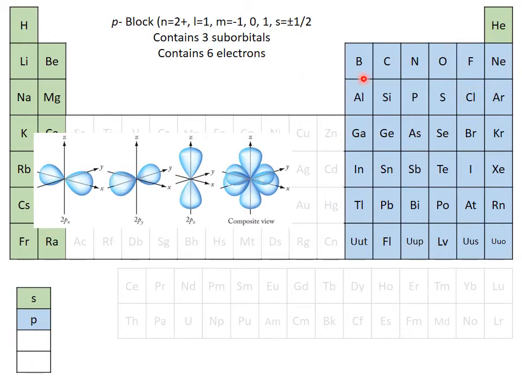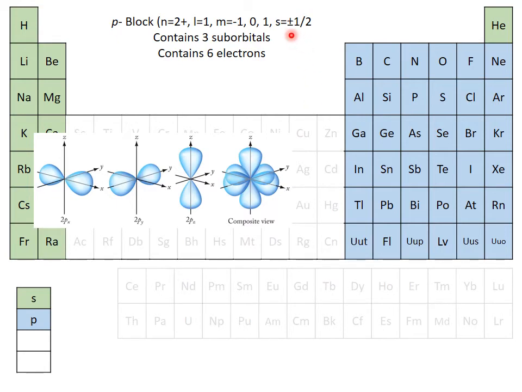Next, we look at the p block. The p block is named for the p orbital. Those can appear if n is 2 or greater, because L has to equal 1 for a p orbital. If L equals 1, m can be -1, 0, or +1. 3 possible values means that there are 3 suborbitals in the p orbital, and you can see them here. You've got 1, 2, 3, all come together.